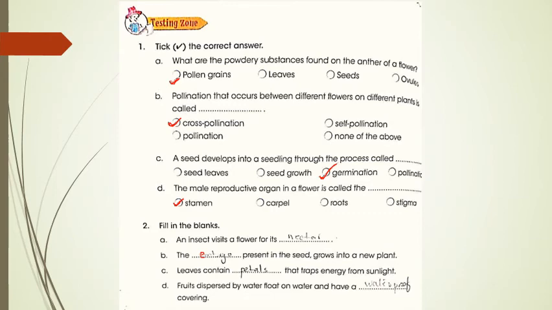Leaves contain chlorophyll, that trap the energy from sunlight. Fruits dispersed by water float on water and have a waterproof covering. Right here, waterproof covering. W-A-T-E-R, water, P-R-O-O-F, proof covering.